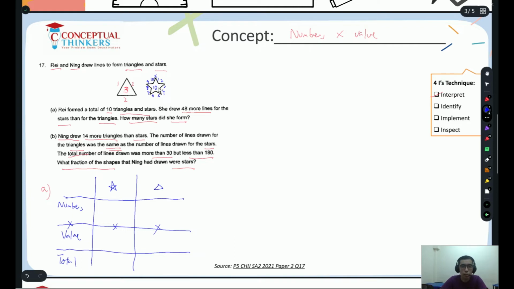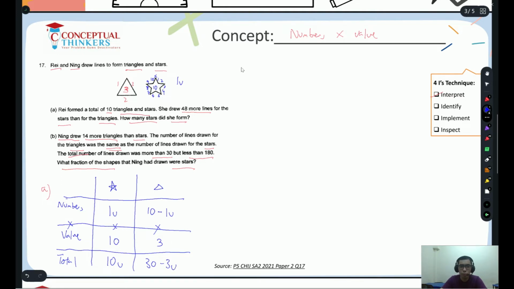Now in this case, I will let the star have 1 unit of quantity, because this is what they ask us to find. Now the total quantity will be 10. So this means that for the triangle, it will be 10 minus the quantity of the star. In terms of value, we have calculated you need 10 lines to form the star, and you need 3 lines to form the triangle. So if we multiply, I'm going to get 10 units here. Here will be 30. So basically take 10 times 3, then 1 unit times 3. That will give me 3 units.